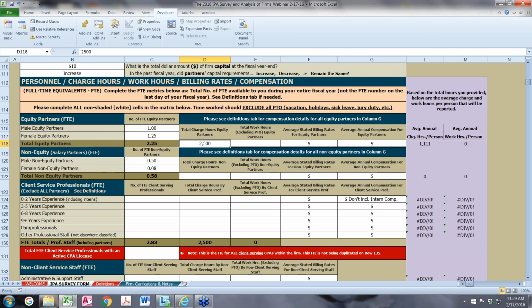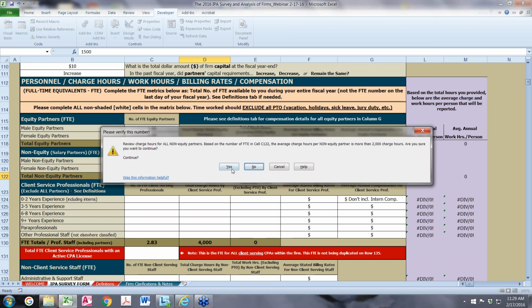Let me also bring your attention to the far right-hand side of the form, columns L and M. This is a checking mechanism that we have put in that will help you assess the validity of the entries that you're making. Here in this case, with 2,500 total charge hours among the equity partners, the 2.25 equity partners, that comes out at 1,111 per partner. This will just help you in seeing whether the numbers that you gave us make sense in terms of a per employee number.